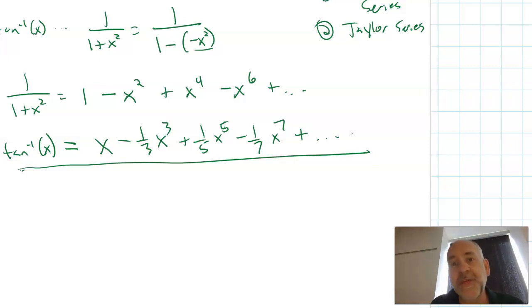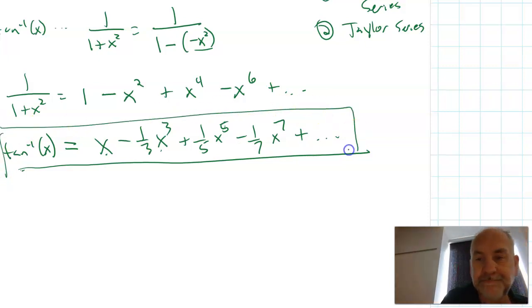The only thing is that we'd like it to match at x equals 0, because that's the center of this expansion. But you can see tangent inverse of 0 is just 0, and so all these terms are going to be 0, so it works. I don't need a constant to make it line up. And so, boom, I've got the power series, and I didn't actually use Taylor to do this one.